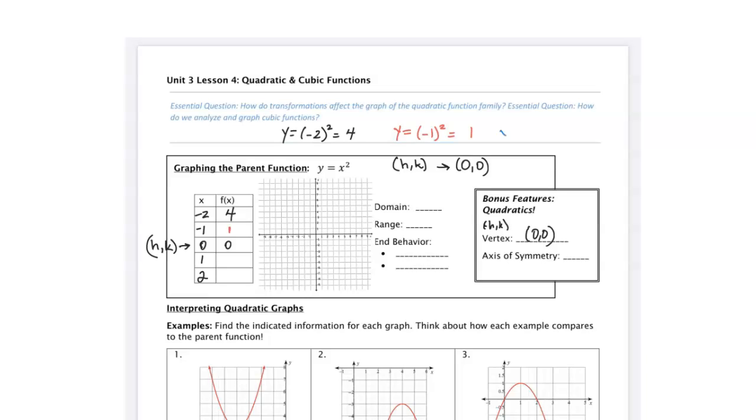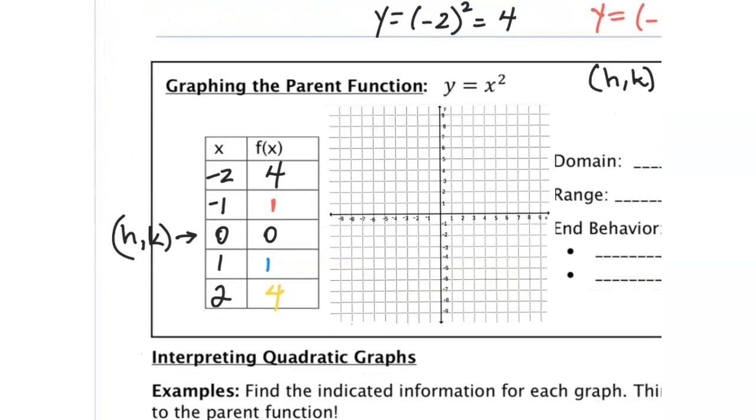If we were to plug in our 1, we'd have y equals 1 squared, which is 1. So this output is a 1. And lastly, if we had y equals 2 squared, that gives us 4. So this output is a 4. So we've come up with at least 5 ordered pairs that are going to be on the graph of y equals x squared. So let's go ahead and graph those 5 ordered pairs. So you have -2, 4, which is here, -1, 1, 0, 0, 1, 1, and 2, 4.